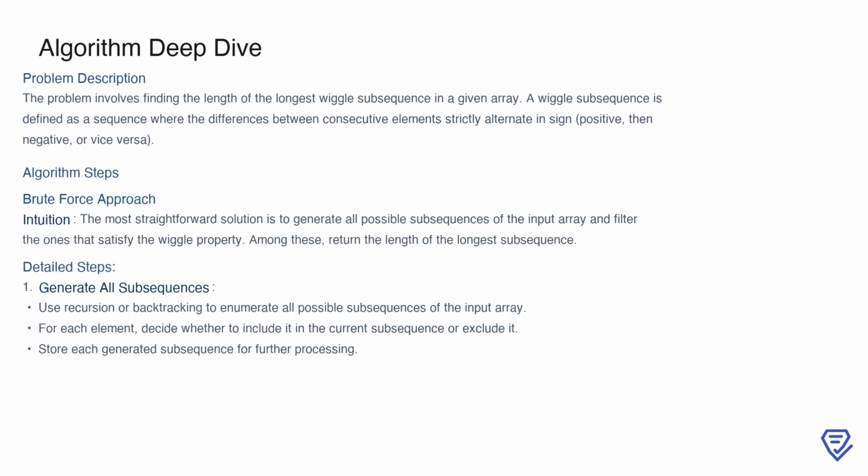To solve this, we start with the brute force approach. The intuition behind this method is simple. We generate all possible subsequences of the input array, check which ones satisfy the wiggle property, and return the length of the longest one.